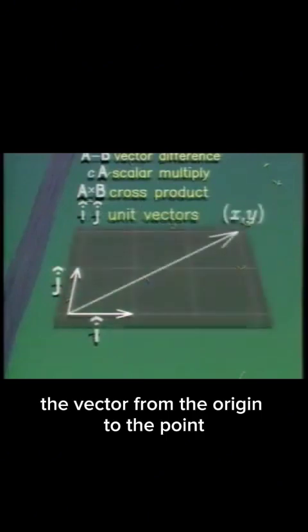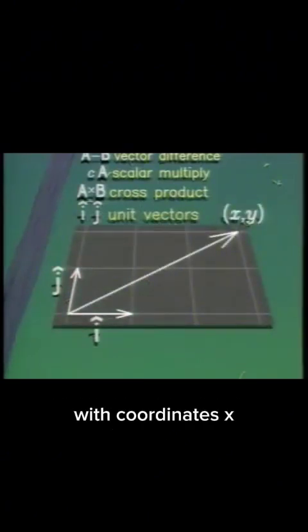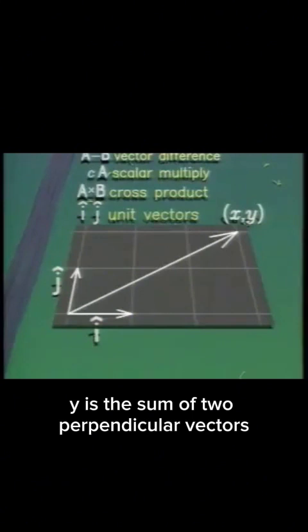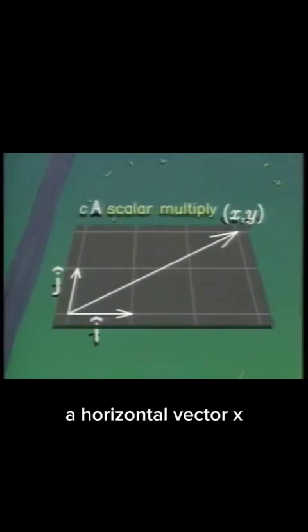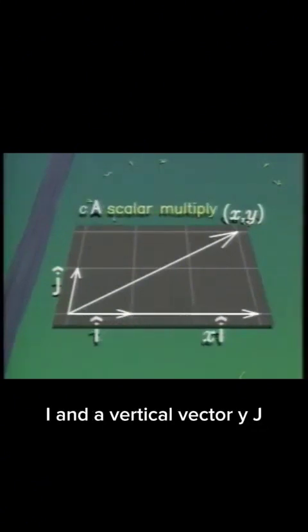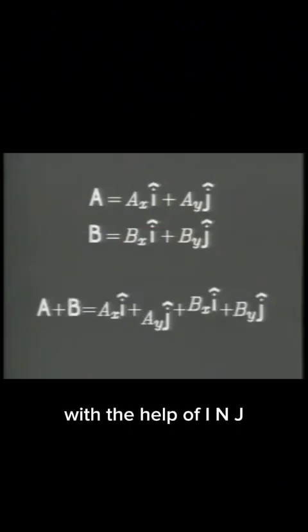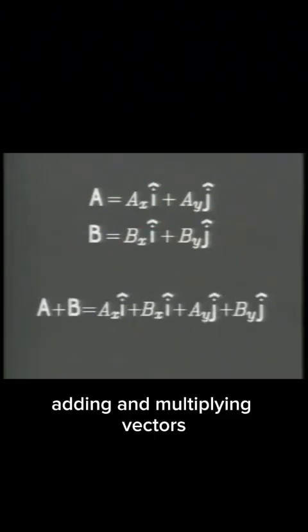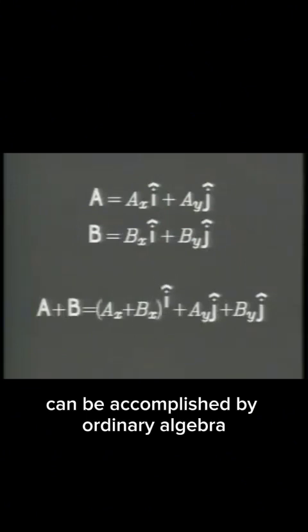The vector from the origin to the point with coordinates x, y is the sum of two perpendicular vectors, a horizontal vector xi and a vertical vector yj. With the help of i and j, adding and multiplying vectors can be accomplished by ordinary algebra.